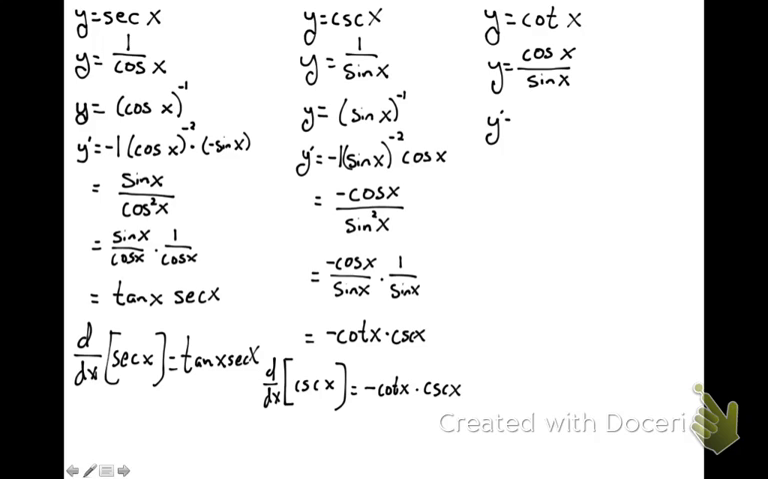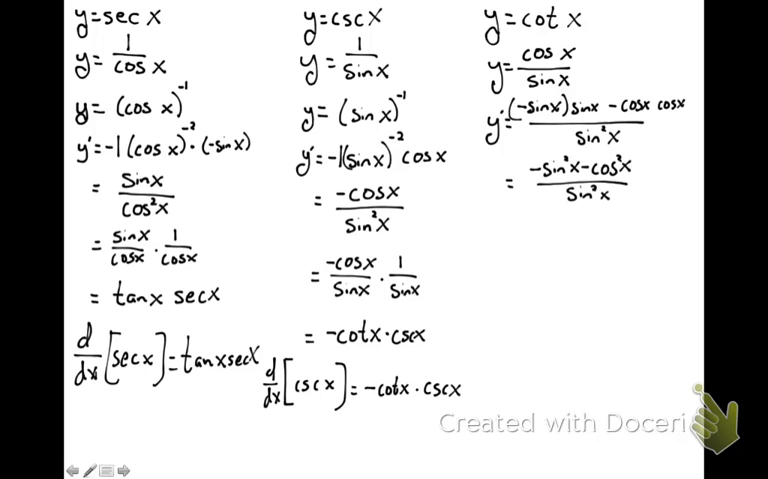The derivative would be equal to the derivative of the numerator times the denominator minus the numerator times the derivative of the denominator all over the denominator squared. And when we clean up the numerator, we will have negative sine squared x minus cosine squared x over sine squared x.